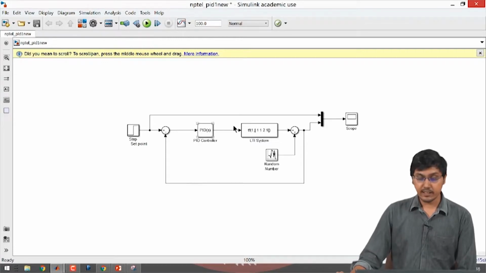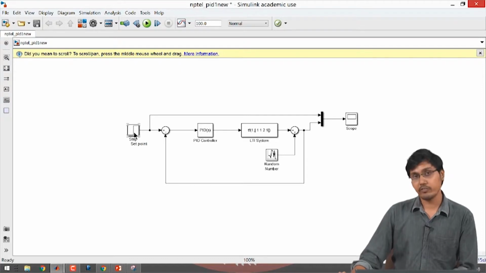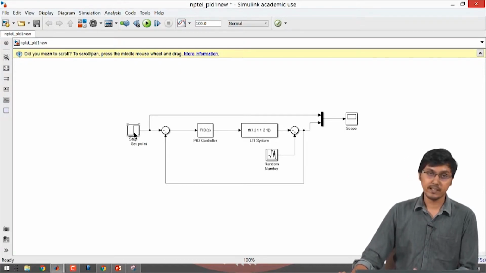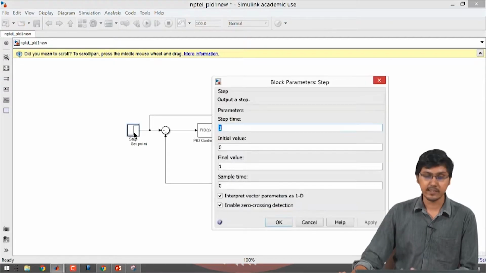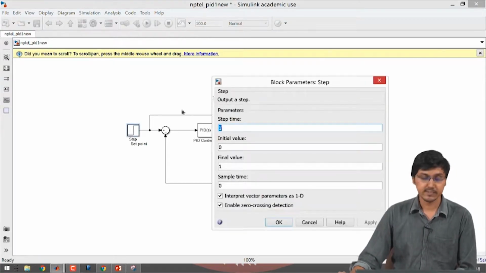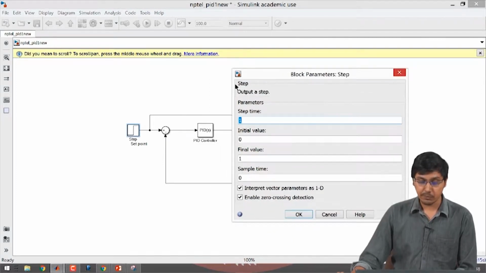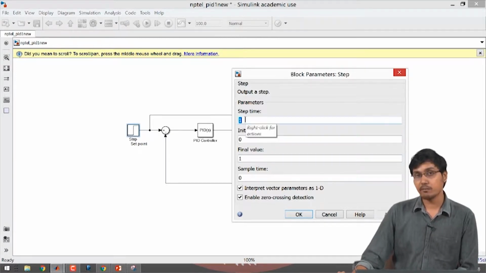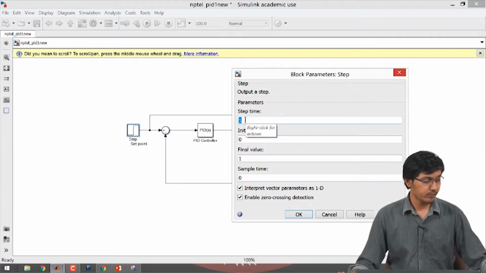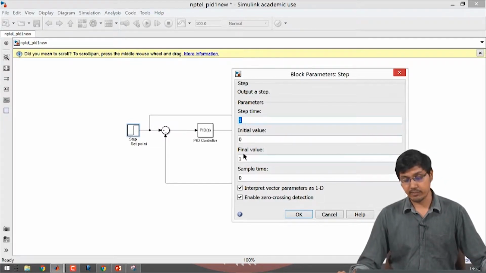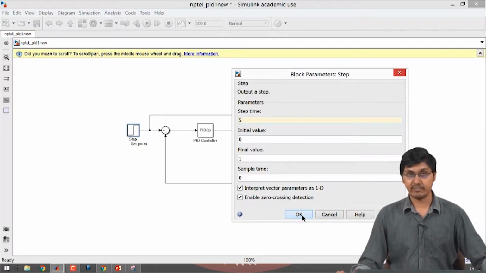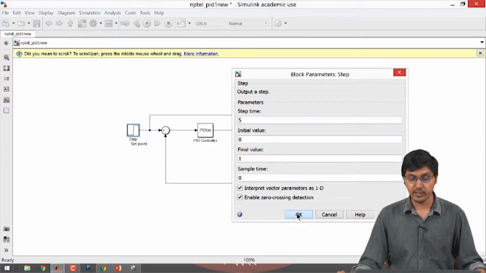Let me open the blocks and show what parameters are inside. If you have any doubt, you can also go to the online MATLAB website, where there are good explanations available, but let us go through it quickly once. For the step input, the initial value is 0 and it changes to the final value 1. The step time is the time at which I want to create the step. For example, I want to change the value from 0 to 1 after 5 seconds, or 5 steps of simulation. That is what we are going to do here.